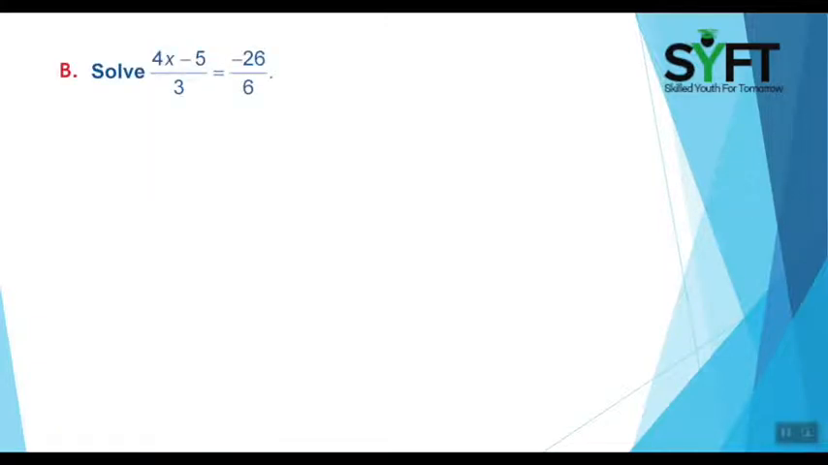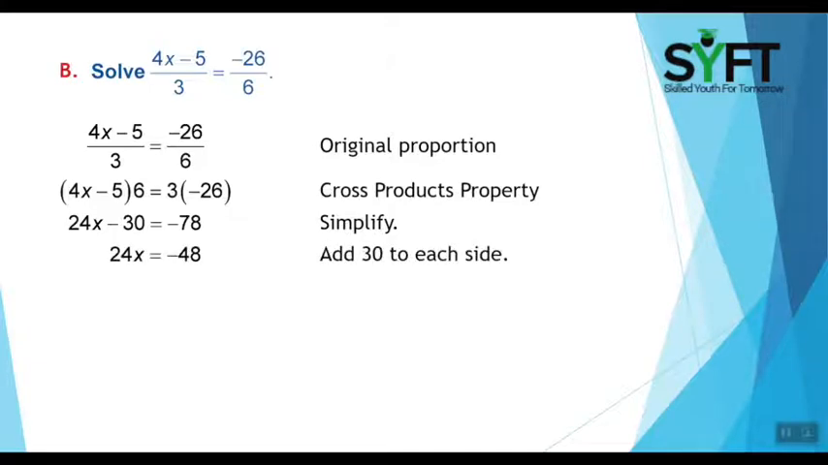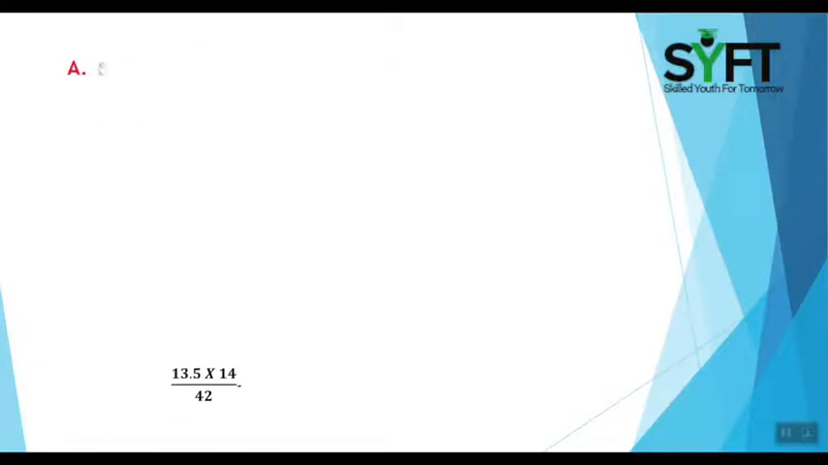Similarly, we can solve (4x minus 5) by 3 equal to minus 26 by 6. (4x minus 5) by 3 is equal to minus 26 by 6 is the original proportion given, and when cross multiplied, (4x minus 5) into 6 is equal to 3 into minus 26 by the cross product property. This implies 24x minus 30 is equal to minus 78, and on simplification it gives 24x is equal to minus 48 and x is equal to minus 2.